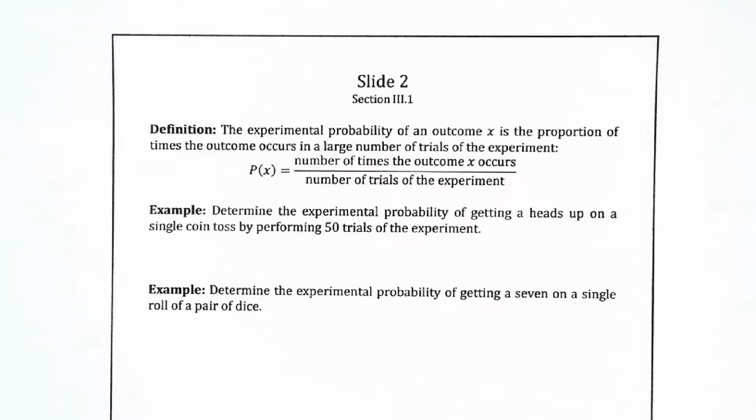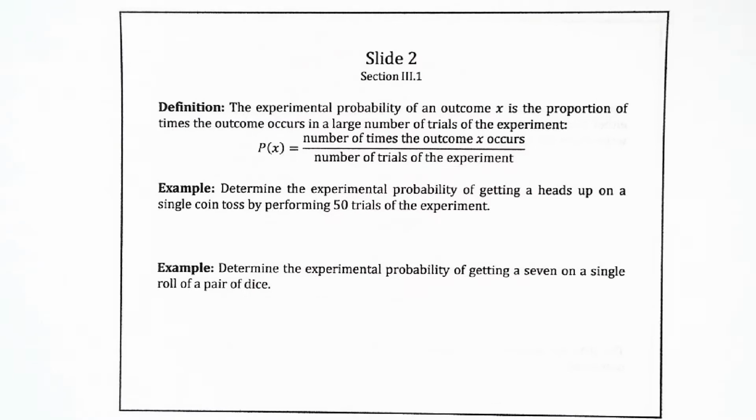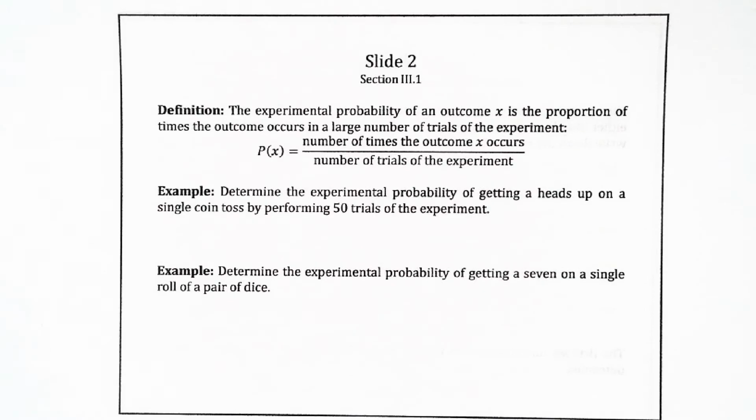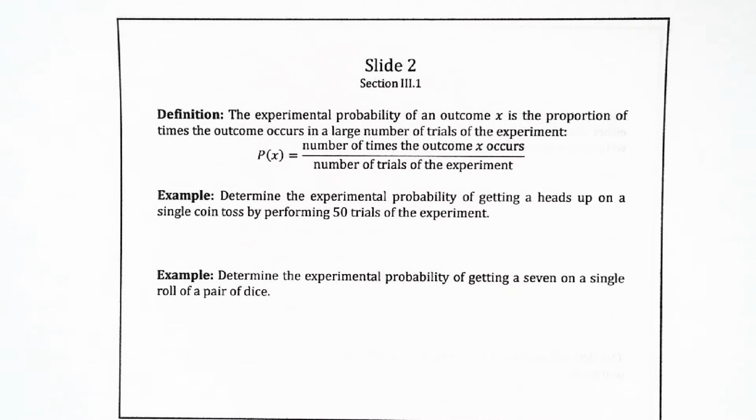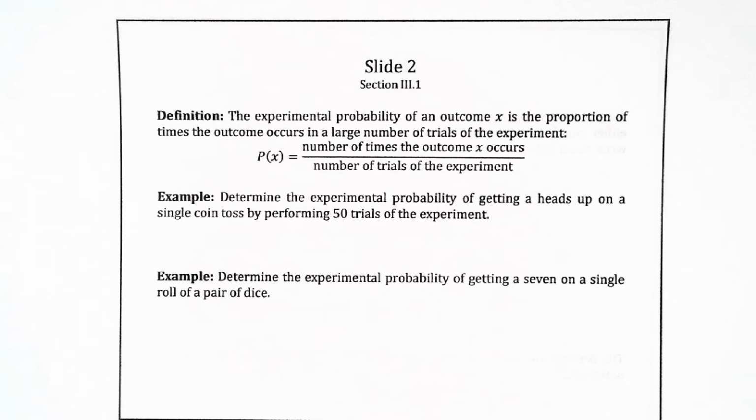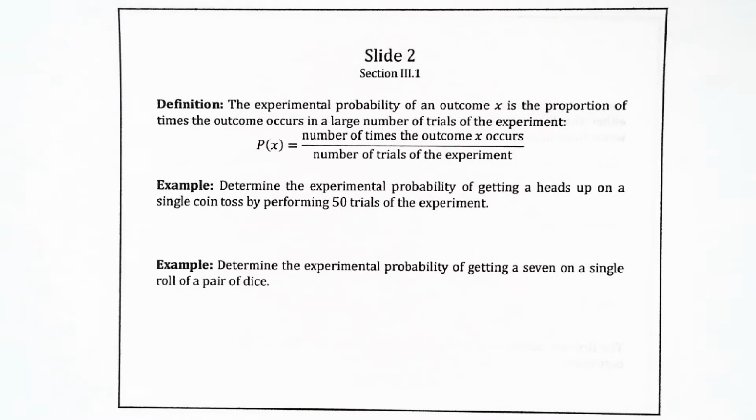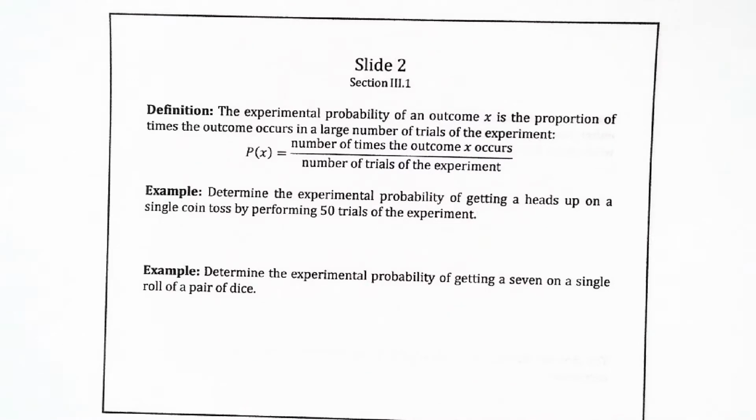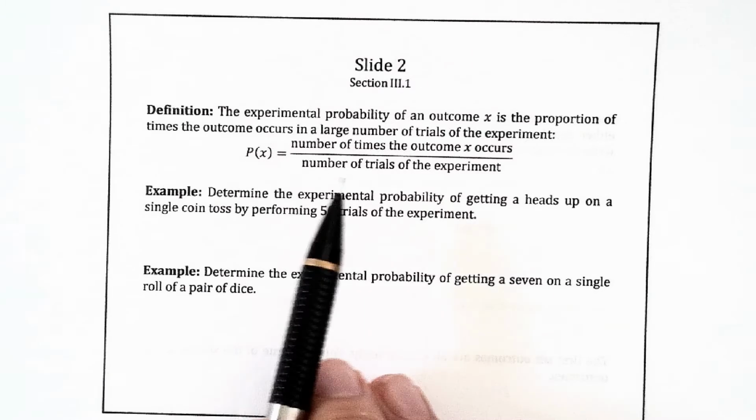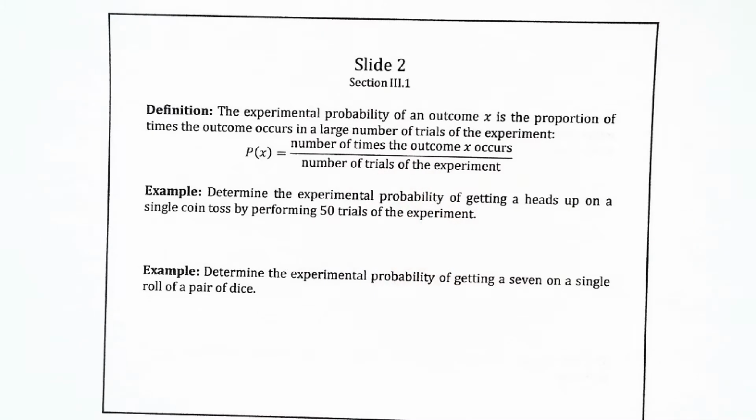Okay, so again, the experimental probability of an outcome X is the proportion of times the outcome occurs in a large number of trials of the experiment. So the probability of X is the number of times that X occurs divided by the number of trials of the experiment. So for example, suppose we want to determine the experimental probability of getting heads up on a single coin toss by performing 50 trials of the experiment. So the idea is if we do this enough times, then this proportion should approximate some theoretical value. The more times, the better.